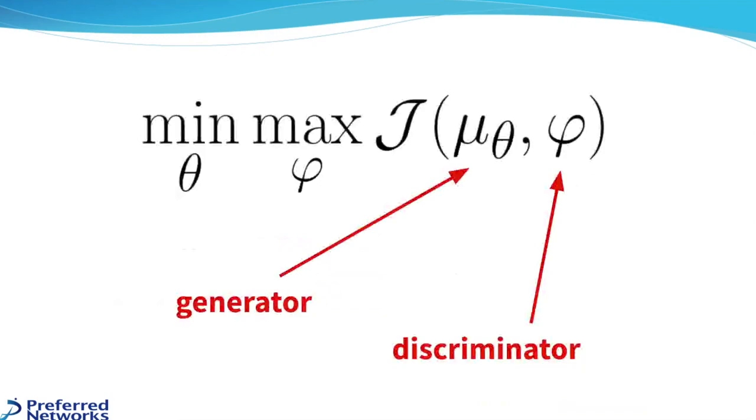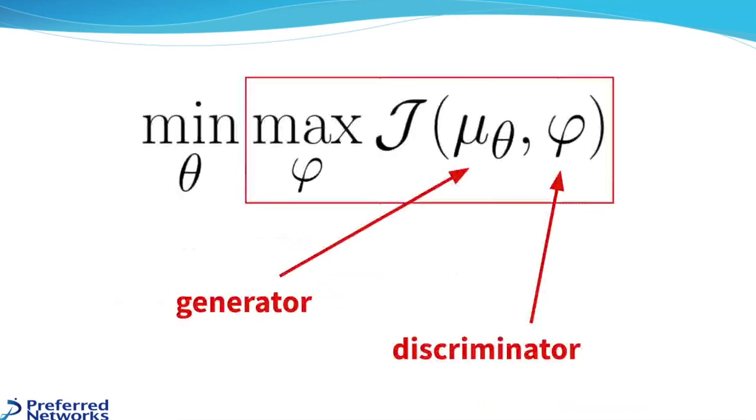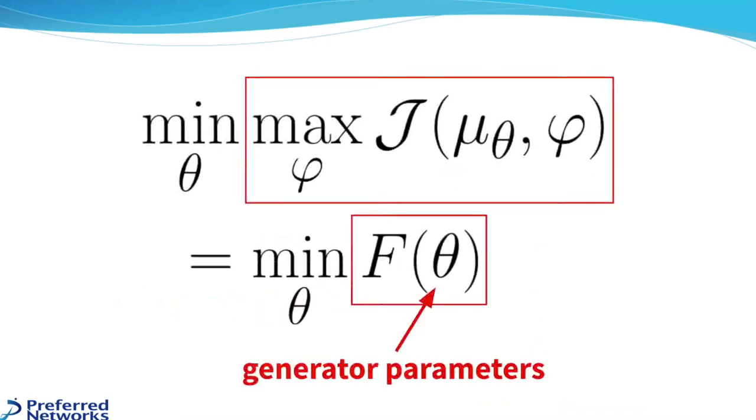So our analysis goes like this. We say, what if we box this inner maximization problem, and call it a function f of theta? Now, f is a function of just the generator parameters, and only the minimization problem remains. So now we can view the GAN training process as simply gradient descent on this function f of theta.